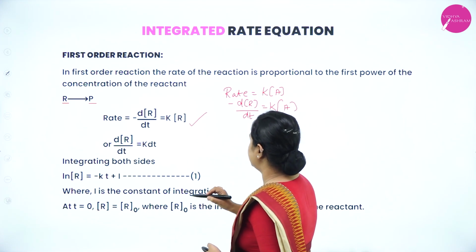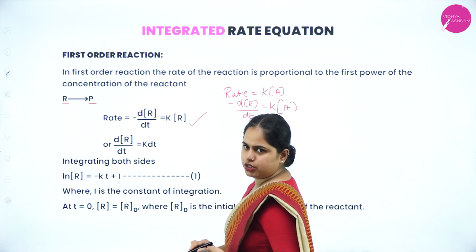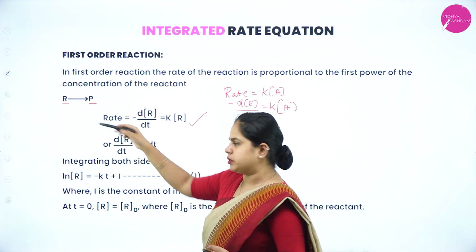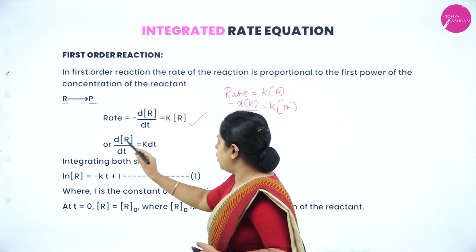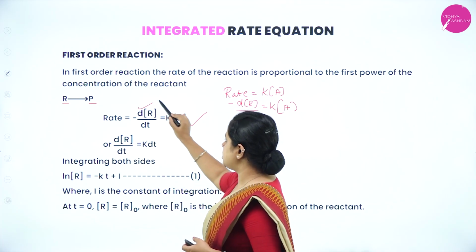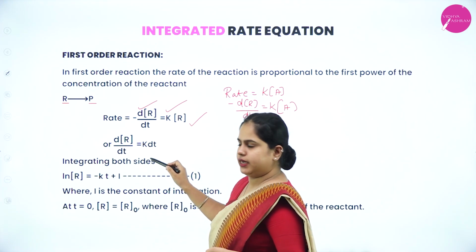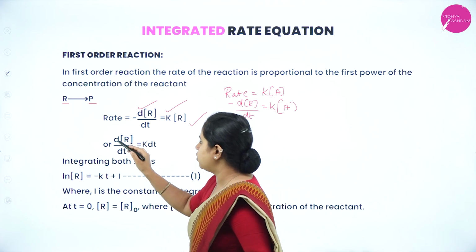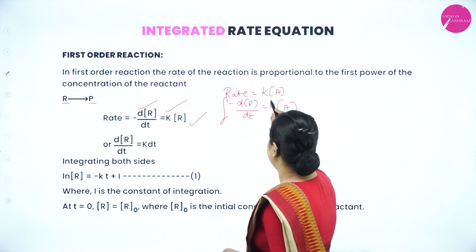That is what is written here. Minus dr by dt is equal to K into R. So instead of A, you can write R as well, because we have taken this particular equation here. Now what we can write? Or else dr by dt is equal to K dt. So from this we can just equate these two, that is minus dr by dt is equal to K into R. Now integrating on both sides. Again we are going to integrate here as well as here.